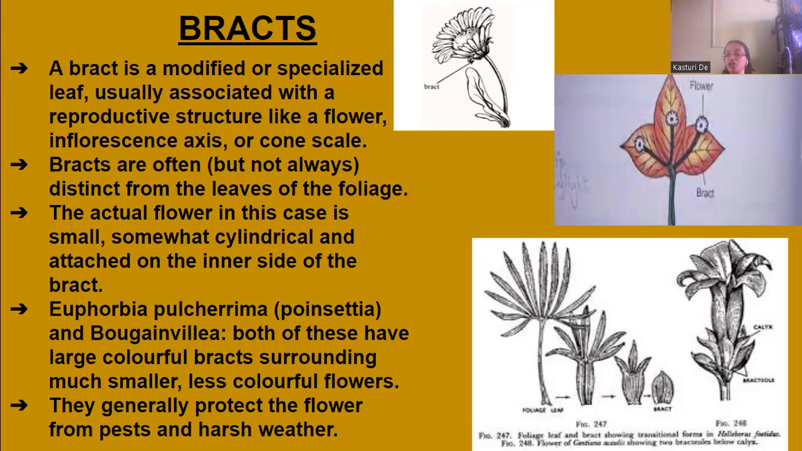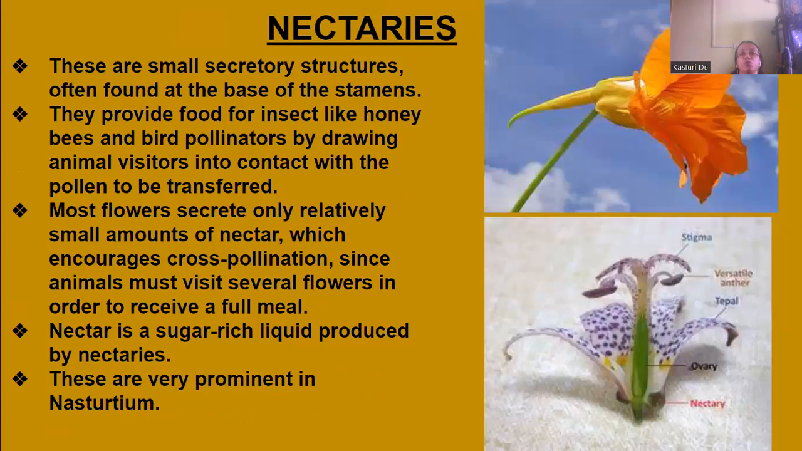What is the function? They generally protect the flower from pests and harsh weather. That's why the bracts have grown so beautiful, so flower-like, so colorful, so that they can protect the actual flower from pests and harsh weather. Next, we come to nectaries. Now, what are nectaries?